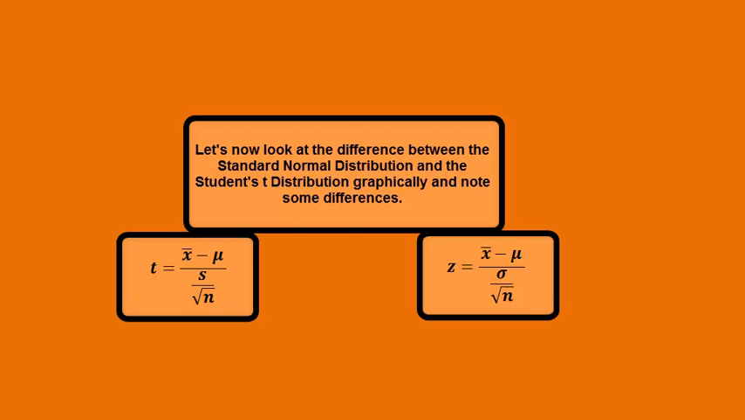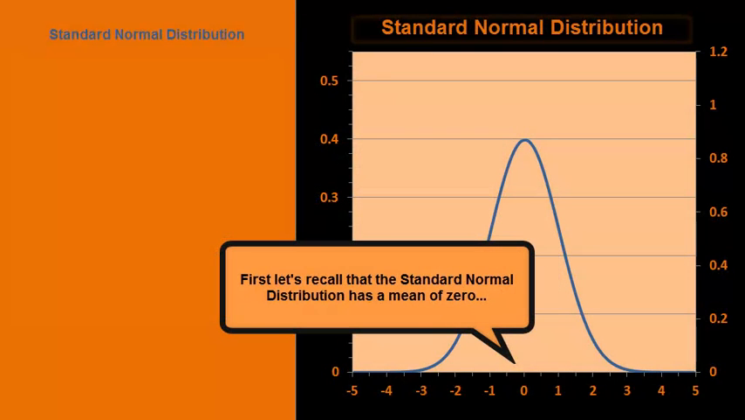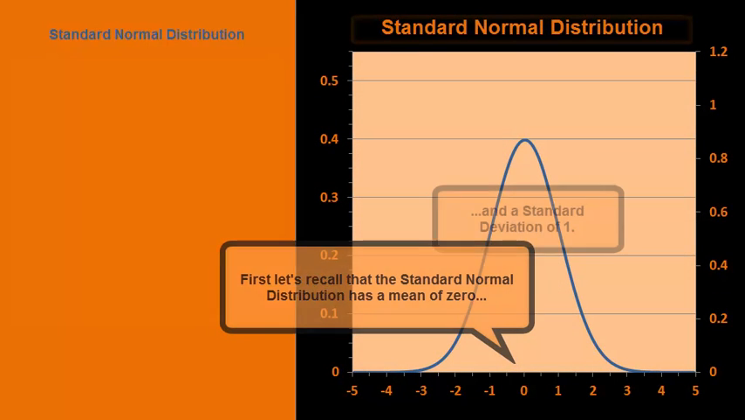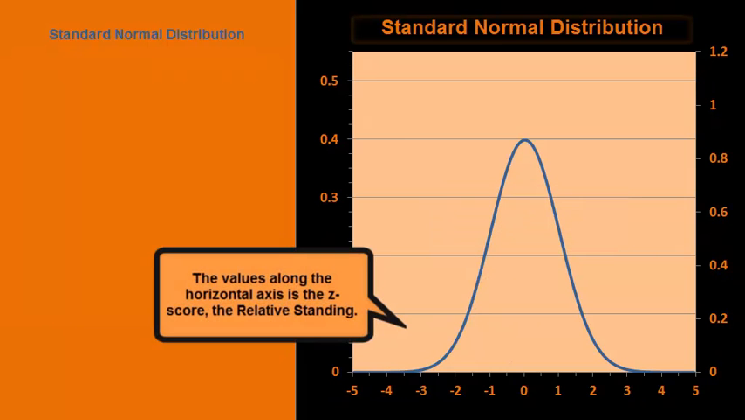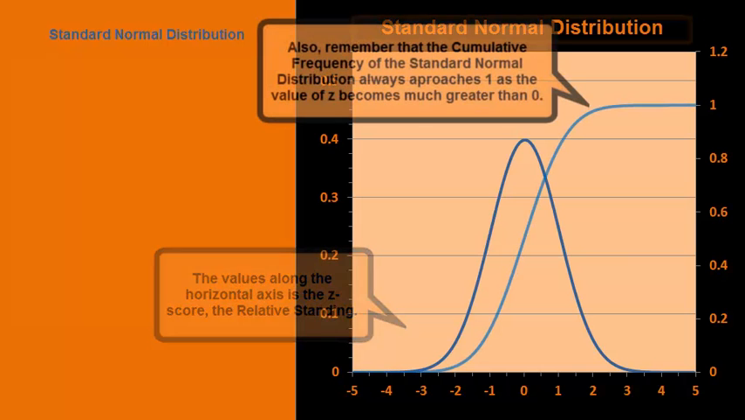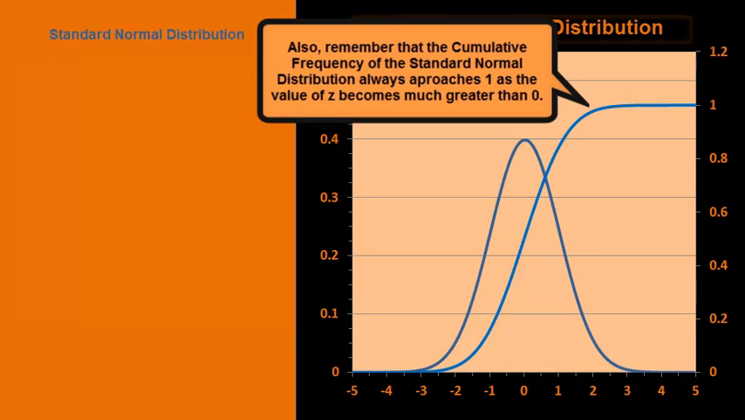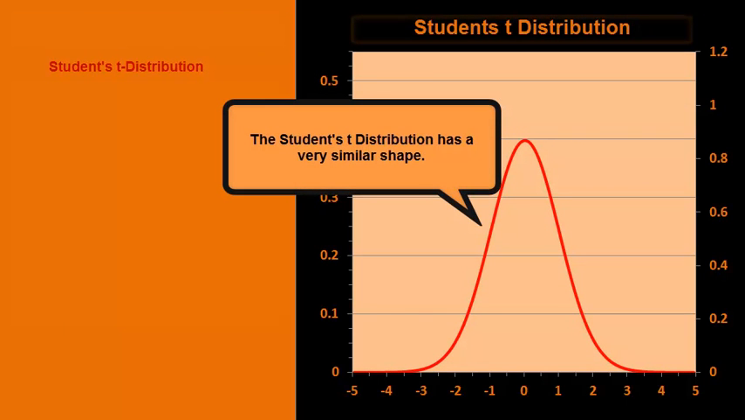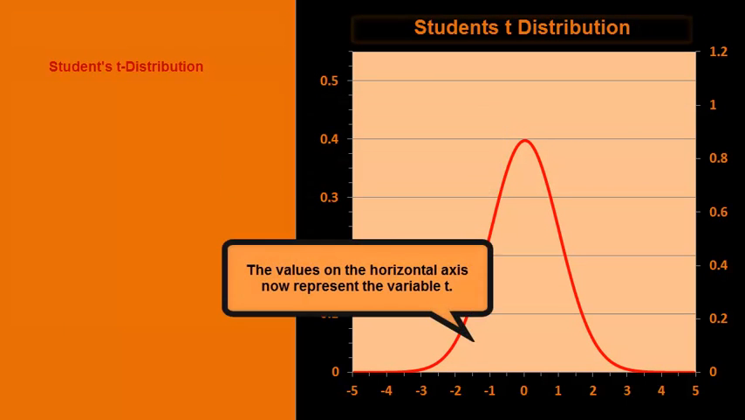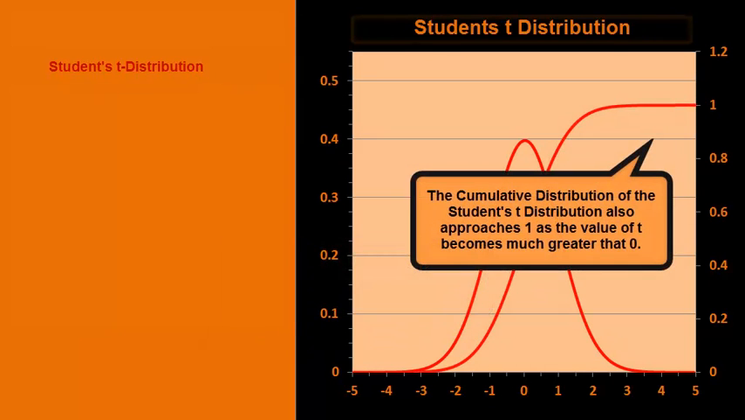First, let's recall that the standard normal distribution has a mean of 0 and a standard deviation of 1. The value along the horizontal axis is the z-score, the relative standing. Also remember that the cumulative frequency of the standard normal distribution always approaches 1 as the value of z becomes much greater than 0. The student's t distribution has a very similar shape. The values on the horizontal axis now represent the variable t. The cumulative distribution of the student's t distribution also approaches 1 as the value of t becomes much greater than 0.